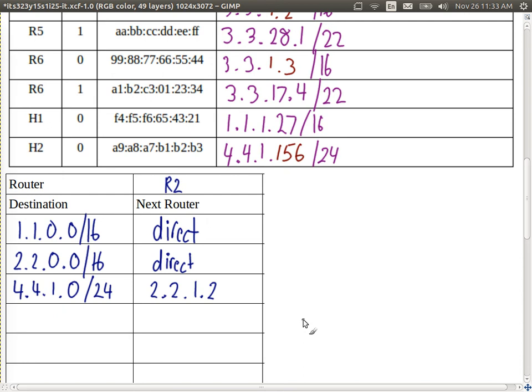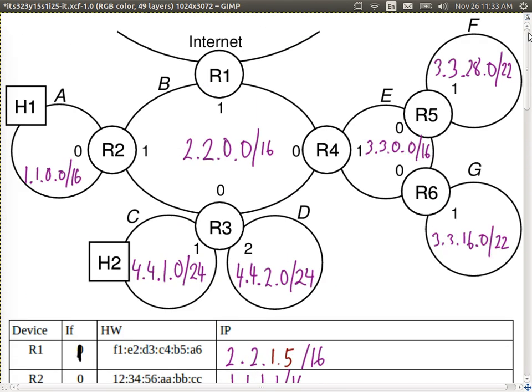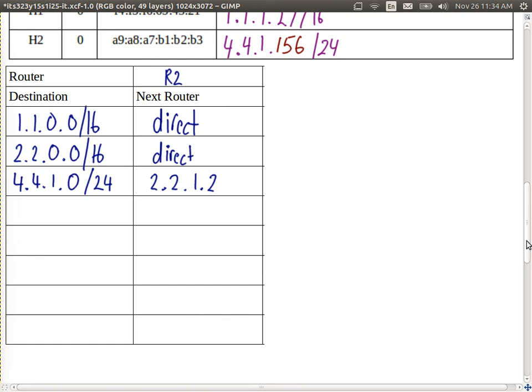How are you going to reach subnet D? We start at R2, we want to get to 4.4.2.0. We should also send to R3 interface 0. So it would be the same next router as subnet C. From R2's perspective, we send the same direction to reach either C or D. To reach subnet D, the next router is also 2.2.1.2.